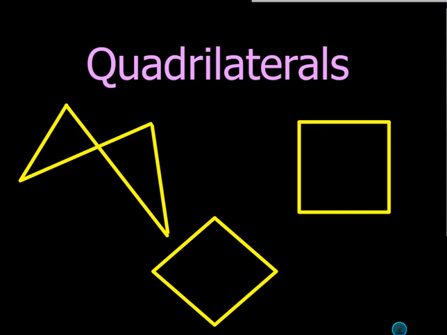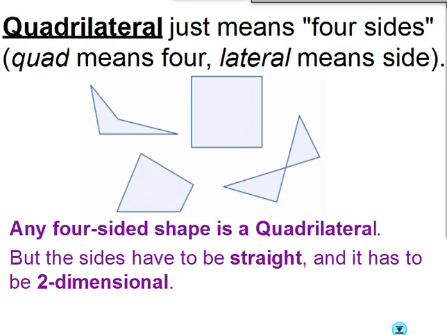Quadrilaterals. The word quadrilateral just means four sides. Quad means four, lateral means sides. Any four-sided shape is a quadrilateral, but the sides have to be straight and it has to be two-dimensional.